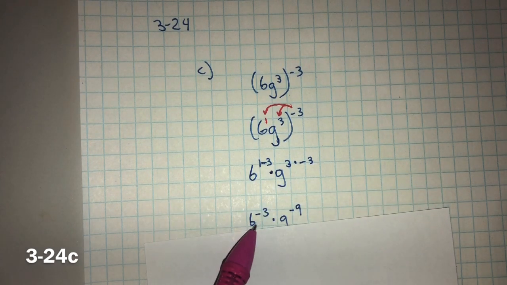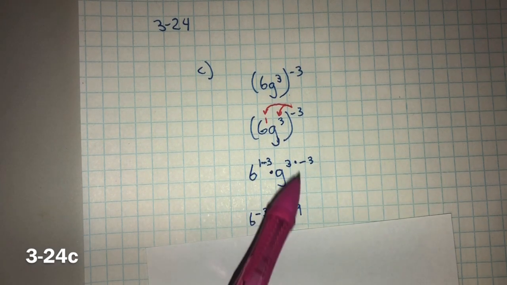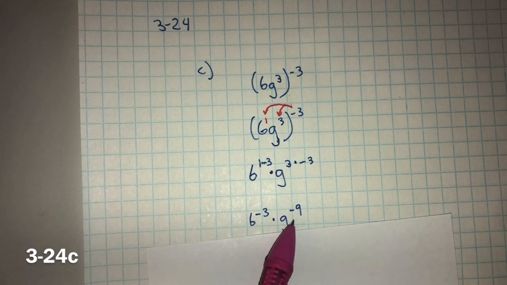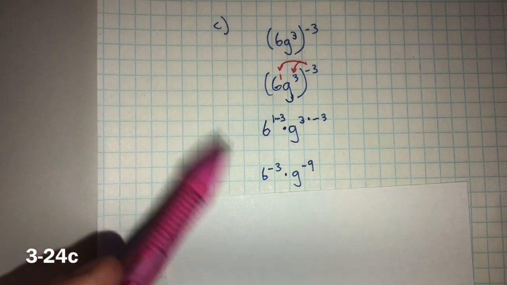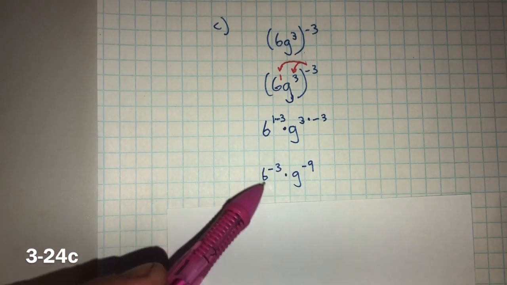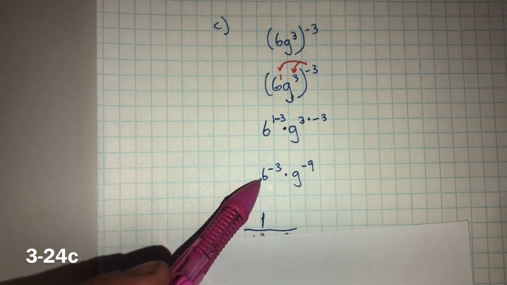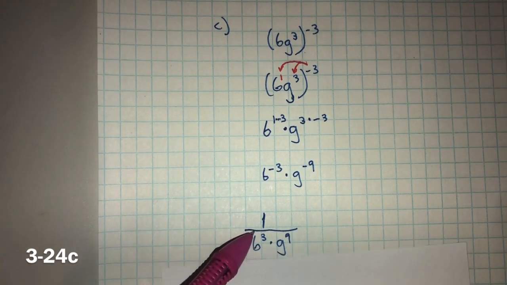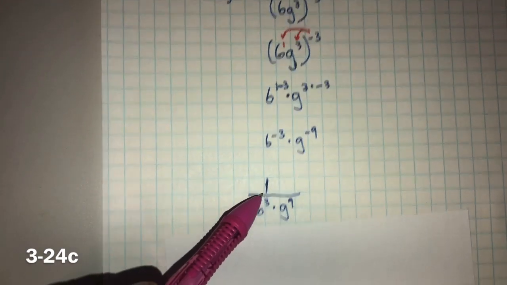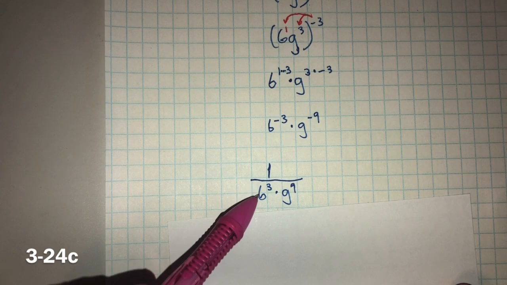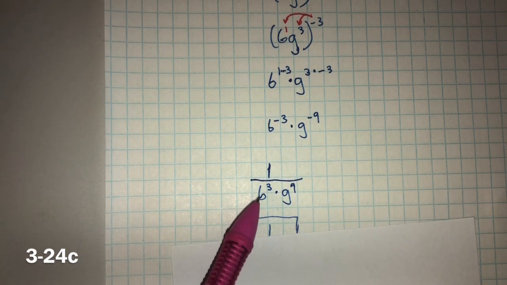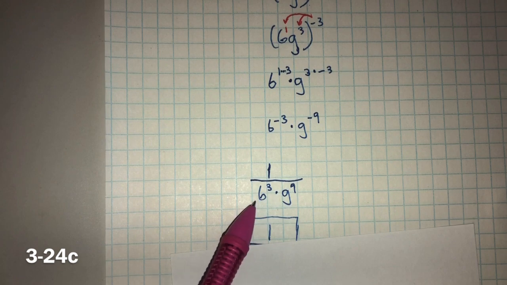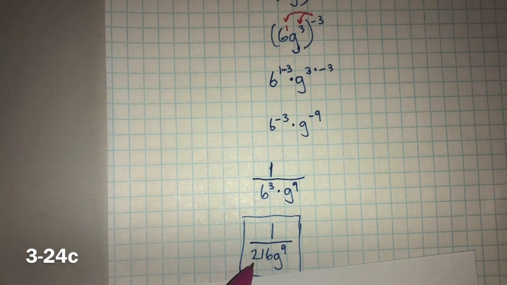1 multiplied by -3 is -3. 3 multiplied by -3 is -9. And now we have to simplify it further by getting rid of the negative exponents. So we bring them down to the denominator. And now we have 1/6 to the 3rd multiplied by g to the 9th. And I'm going to simplify 6 to the 3rd, which equals 216 g to the 9th.